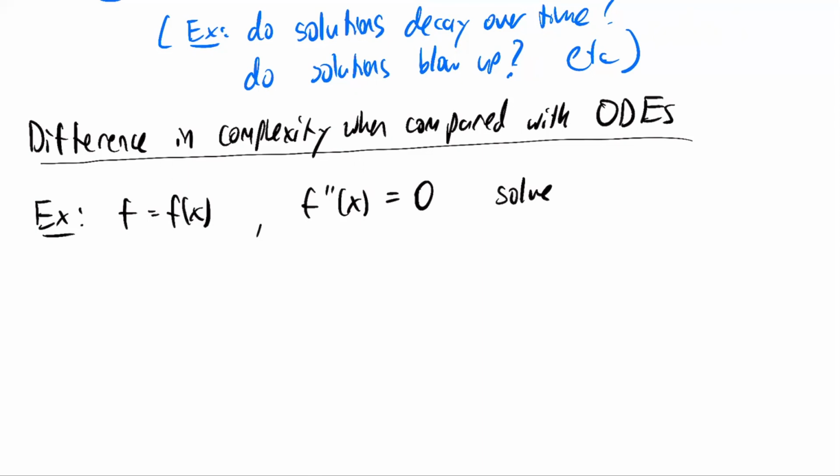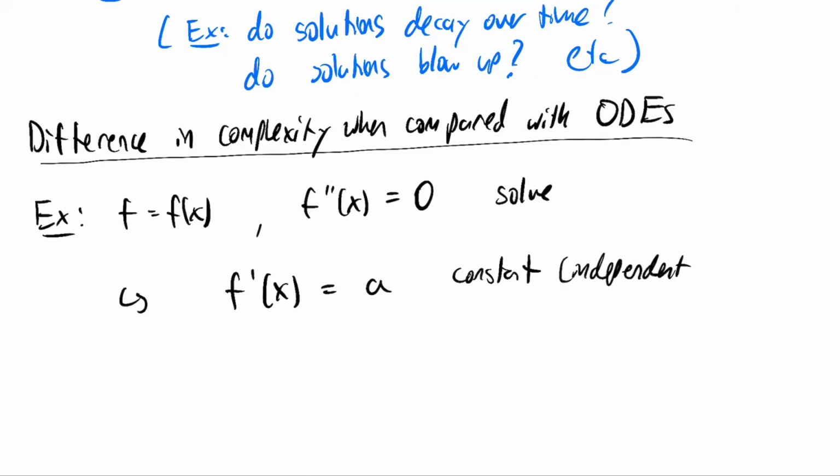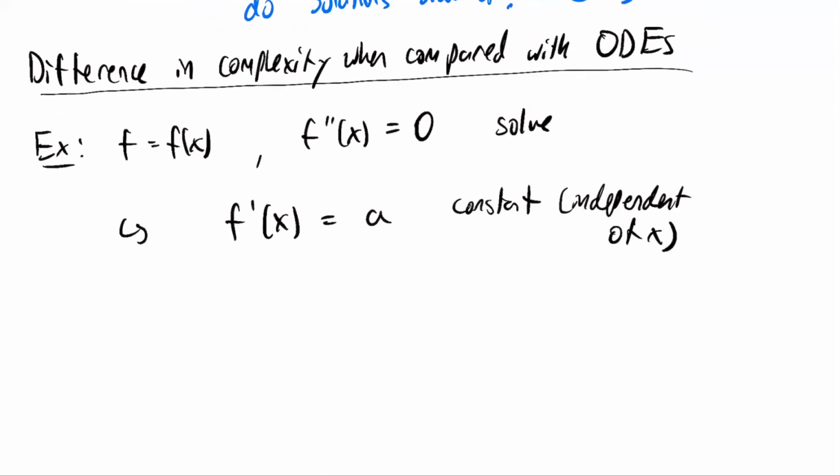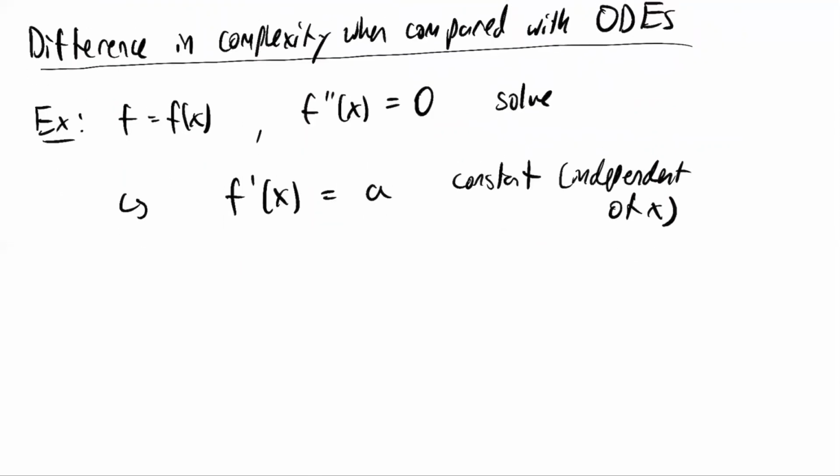If the second derivative of f is equal to 0, this means that the first derivative has to be equal to some constant a, which doesn't depend on the variable. Now I know what the first derivative has to be equal to. I don't know what a is yet, but I have an idea of what the solution has to look like. I want to find f, so let me take one more antiderivative.